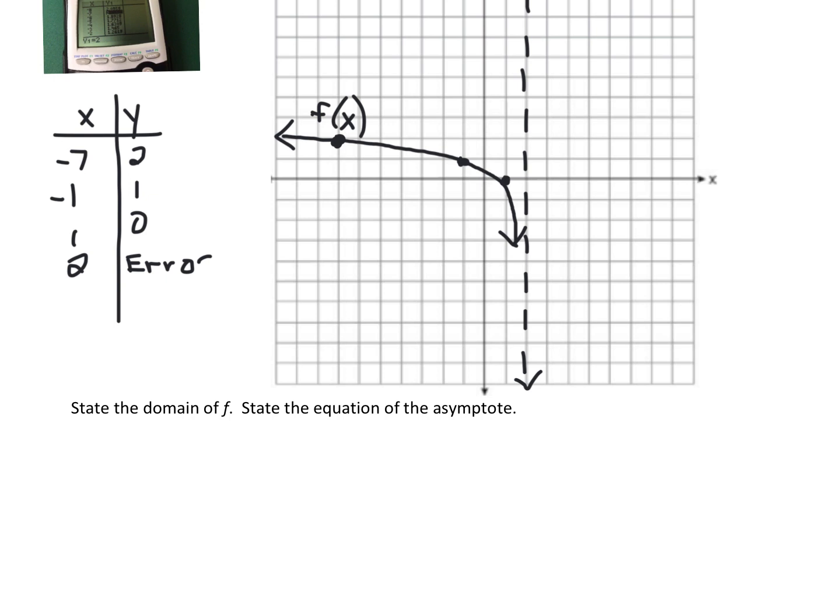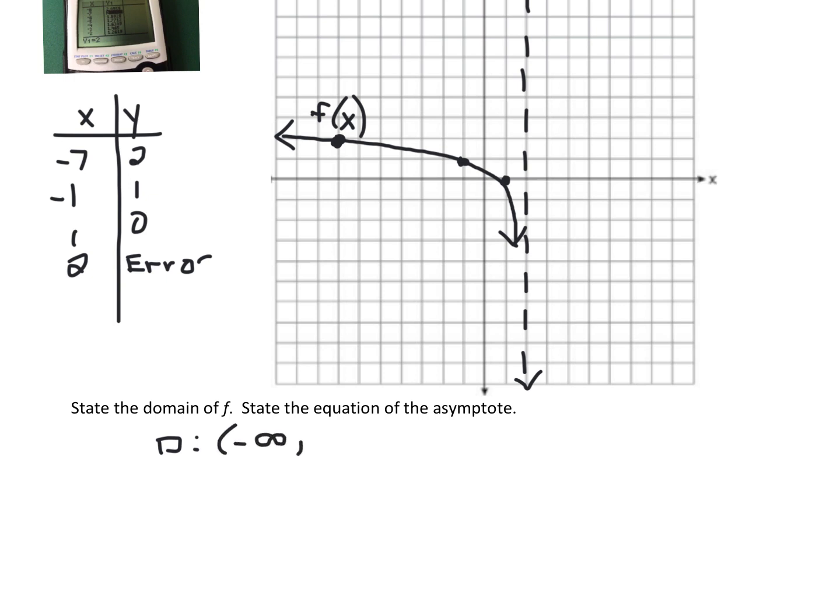Now remember, the domain are just the x values that our graph is going to use. So here, this arrow is pointing to the left. It's going to continue to go to the left and hit lower and lower x values. So the lowest x value that we're going to be at is negative infinity. That's our starting point.